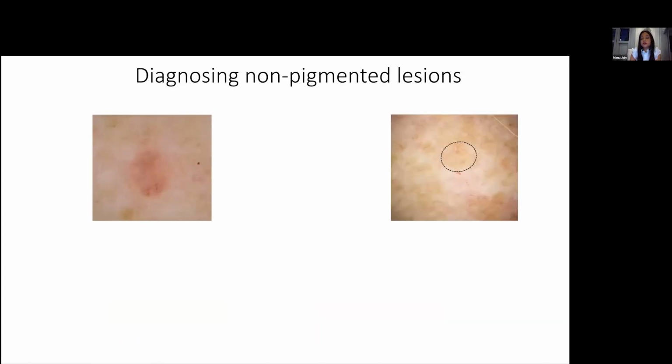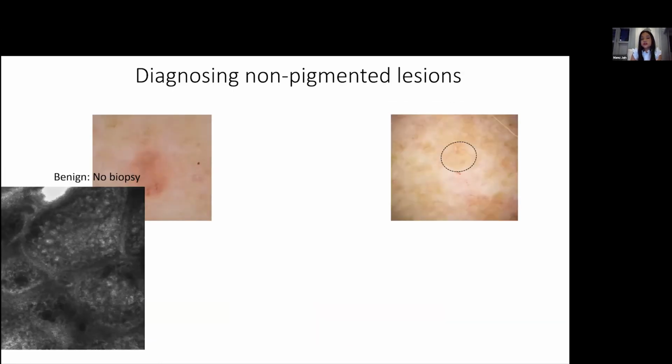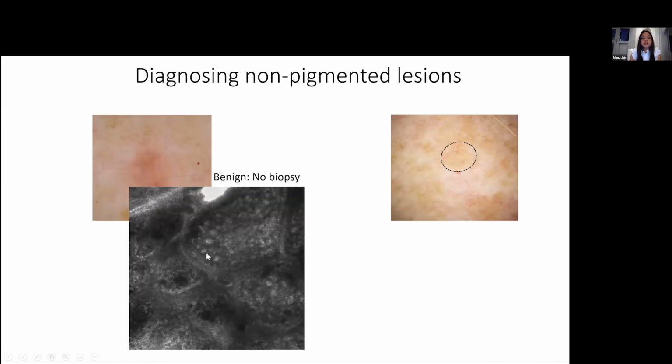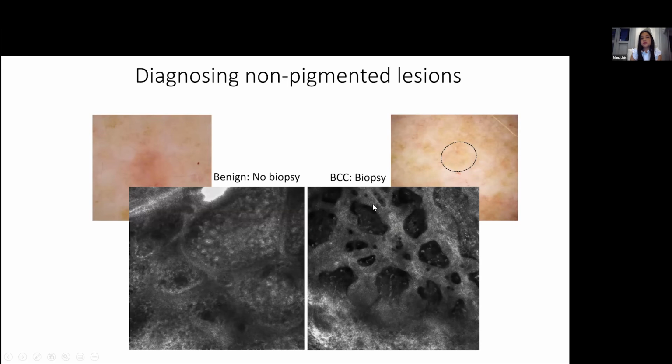It can also help with lightly pigmented lesions, see here and here. On confocal, you're seeing this is just a mole. These are just the cells of the mole, and these are individual cells. And here it's a tumor, a basal cell carcinoma. So this patient would have a biopsy.